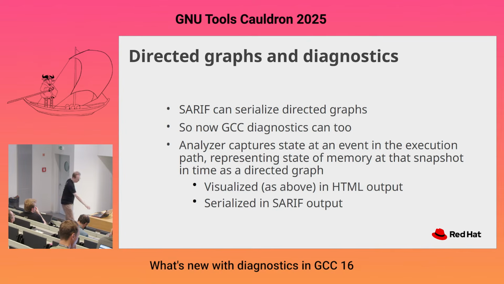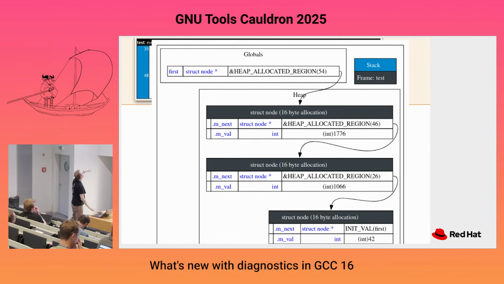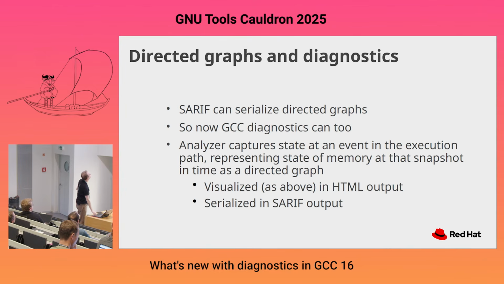So back in this diagram, there's a node globals, and within it is the node for first that has the edge to that allocation, which has a parent node heap. You see it? So there's a tree structure of nodes with edges between them at potentially different levels. That's the way the representation works within SARIF. And that is now exposed to GCC diagnostics, and GCC diagnostics can have directed graphs. Which I'm basically restating what I said before.